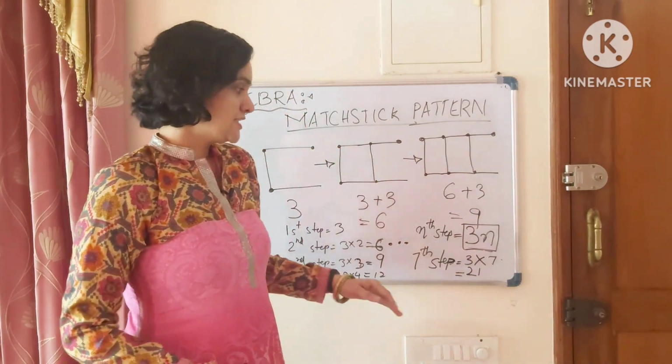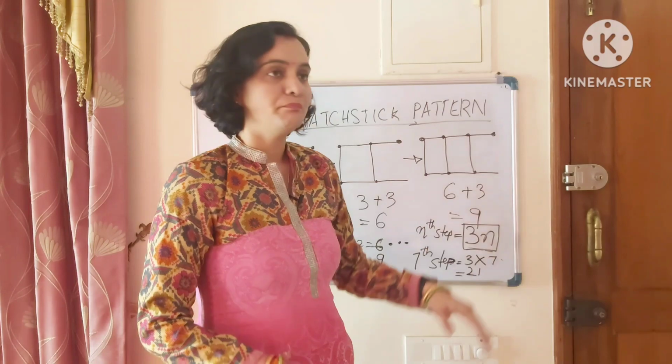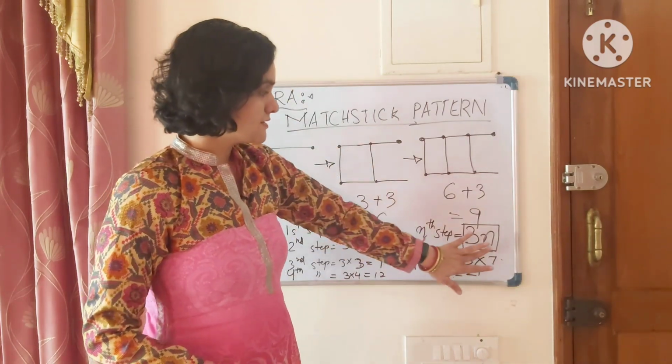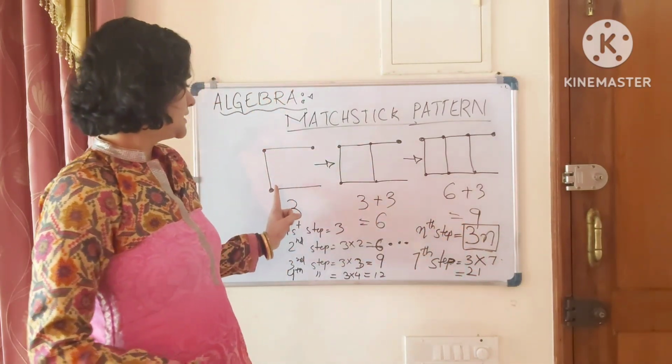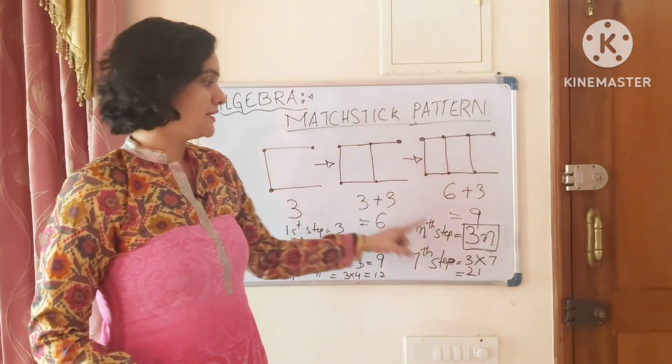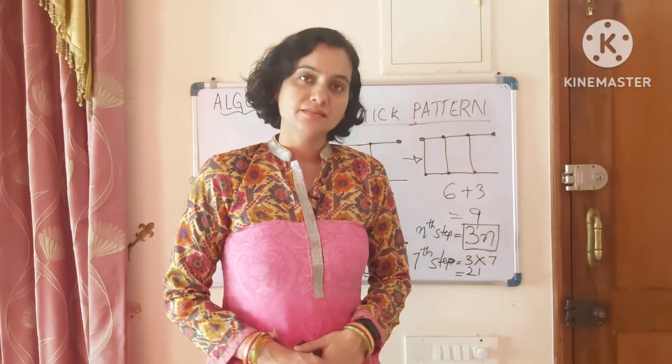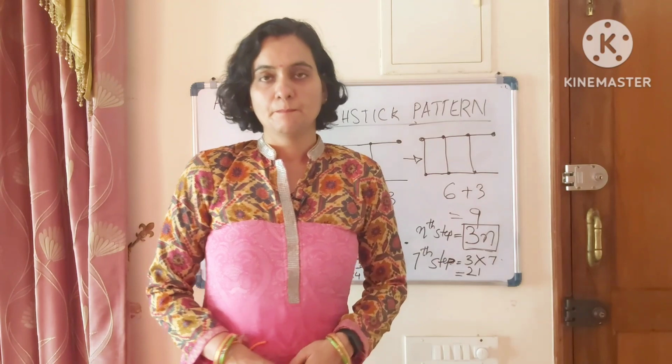So algebra is helping us to understand a certain pattern. This is a formula for this C kind of matchstick pattern. 3n is the formula, right?